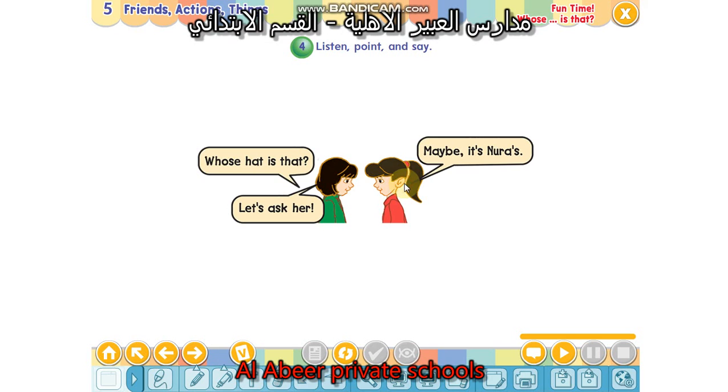Let's move to another exercise. Exercise 4, listen, point, and say. Here there are 2 girls. One of them is asking a question and the other is answering. One of them is asking with whose.